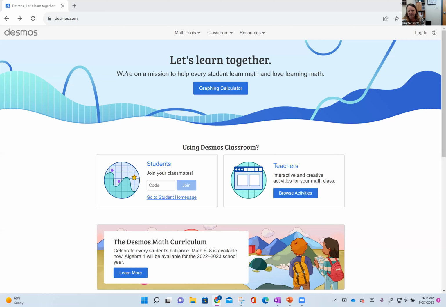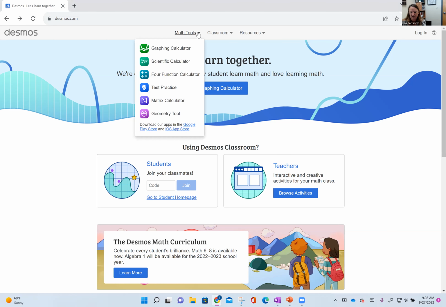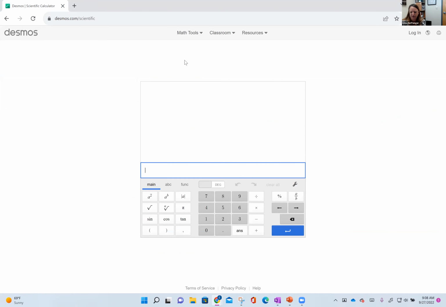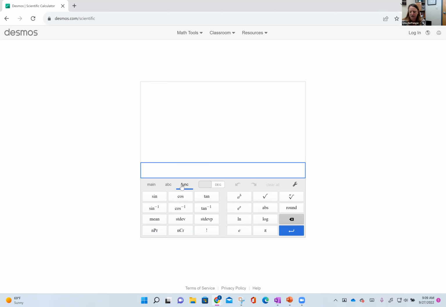So in front of me now is the program Desmos, desmos.com. They have both a graphing utility in here, and they also have a scientific calculator. I want to use a scientific calculator, so I'm going to go over here to Math Tools and down to Scientific Calculator. I want to change this so that it has my inverse trigonometric functions on there. If you type function, notice now we have the sine inverse, cosine inverse, and tangent inverse. We want to make sure that this is in radian mode, so I'm going to change this to radian.